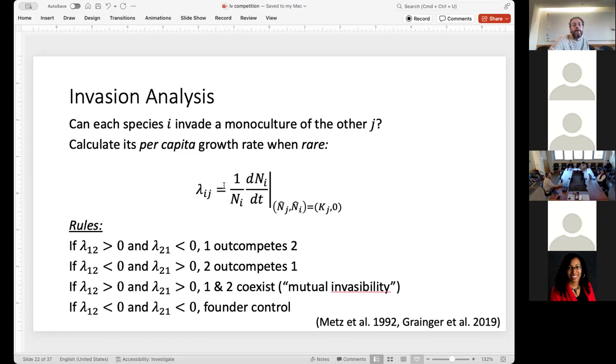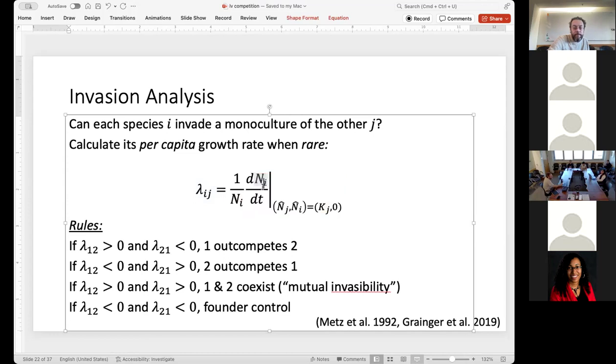This is the invasion rate of species I invading a monoculture of species J. We take species I's per capita growth rate, so dN_I/dt, but then we have to divide by N_I to make it into the per capita rate. And then we evaluate that at the equilibrium point where it's just species J at its carrying capacity and species I is essentially absent.